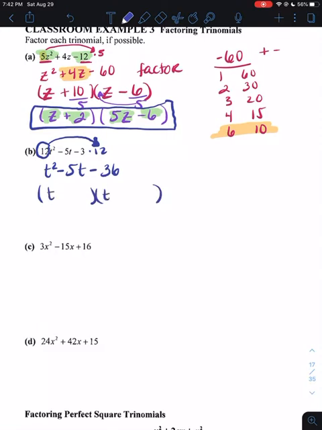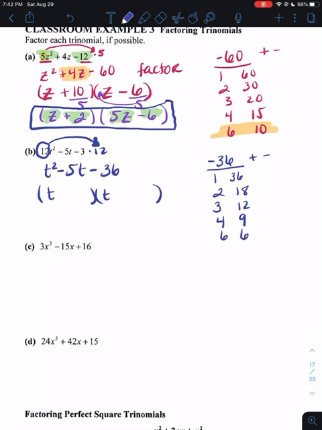t times t. I'm looking for factors of negative 36. First of all, the only way you can multiply and get a negative is if you have opposite signs. So I'll go ahead and make a note. I need opposite signs, a positive and a negative number. The factors of 36 will be 1 times 36, 2 times 18, 3 times 12, 4 times 9, and 6 times 6.